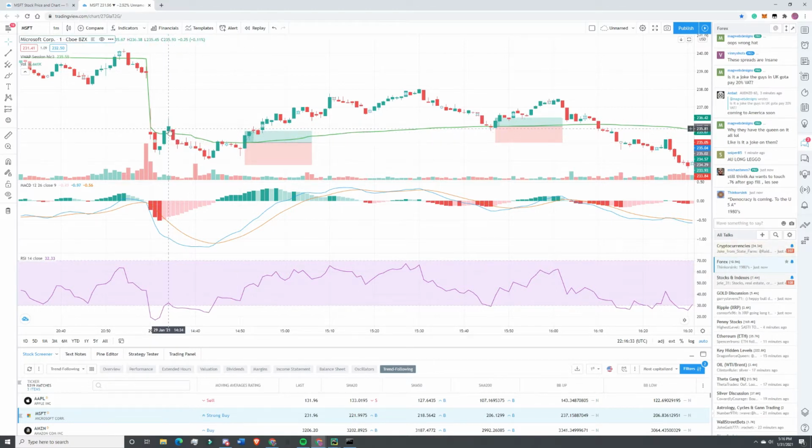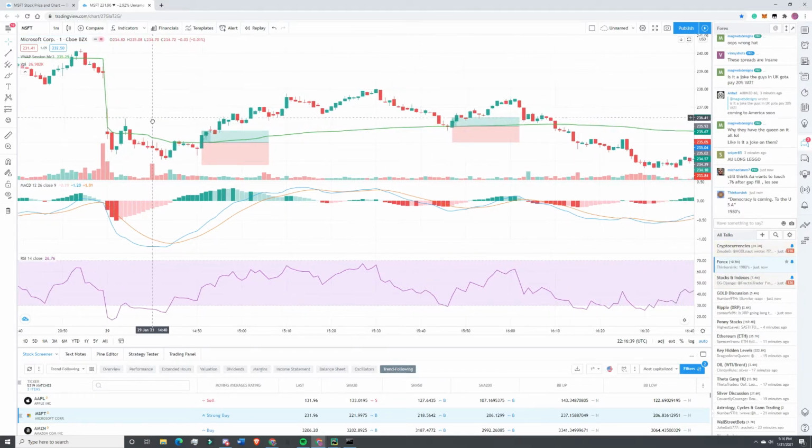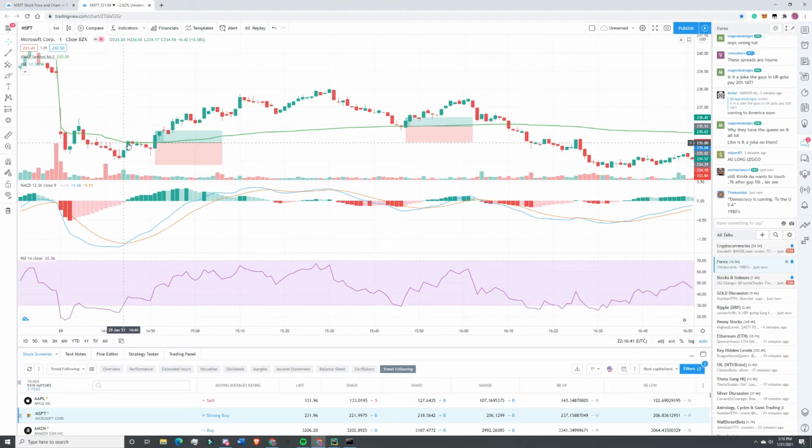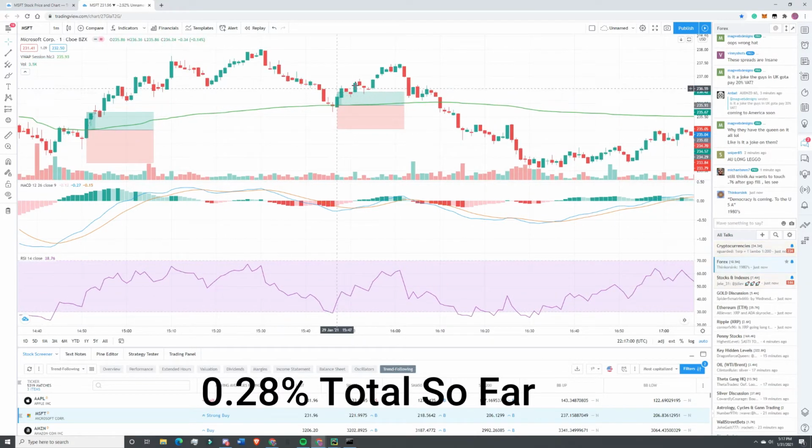So right here we would have bought at this point, held at that candle, and sold here at a loss. And then we come here, it didn't fully close above it, so we wouldn't have bought right here. We see it closed above this VWAP line, so then we would have bought right here, held for this candle right here, and sold right there for 0.28% profit.